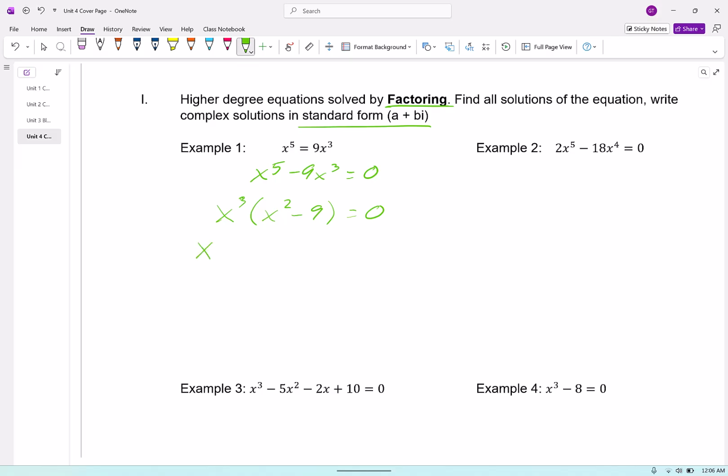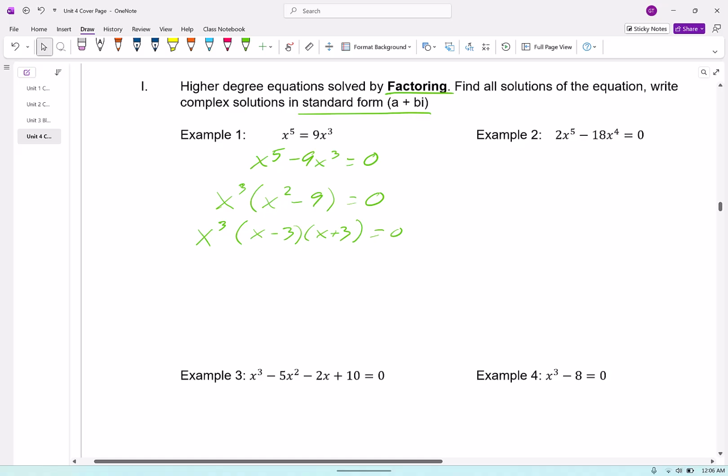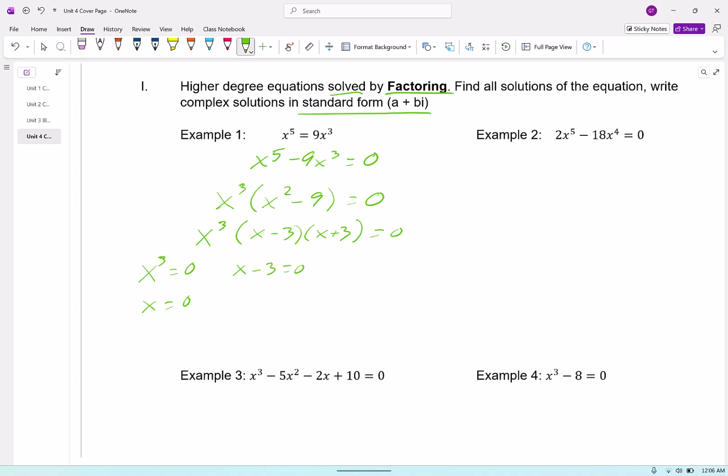Well, I can keep x cubed, but this is the difference of perfect squares, so I get x minus 3 and x plus 3 equals 0. Remember, at this point, to solve by factoring, I have to set each factor equal to 0 and solve. This means that x has to equal 0. x minus 3 equals 0 means that x equals positive 3. x plus 3 equals 0 means that x equals negative 3. So my solutions are 0, 3, and negative 3.